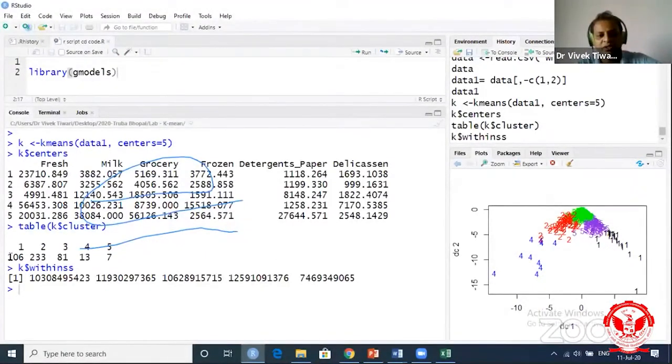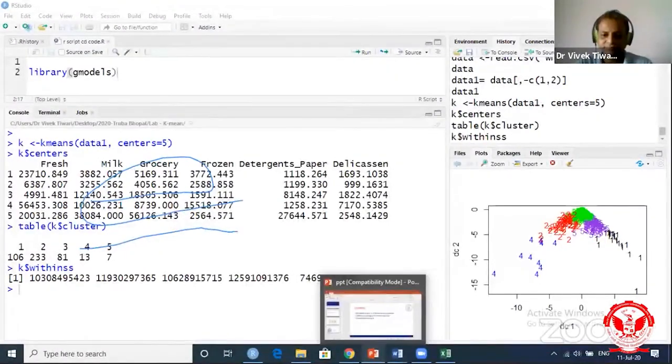So for data point one, I have to calculate the distance from the remaining 105 data items. Similarly, for the second data item, I have to calculate the distance from the other 105 data items. Then I have to sum it. That is called within SSE, for cluster 1, cluster 2, cluster 3, cluster 4, and cluster 5.